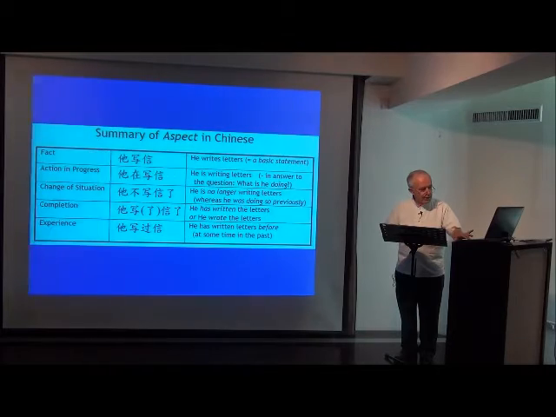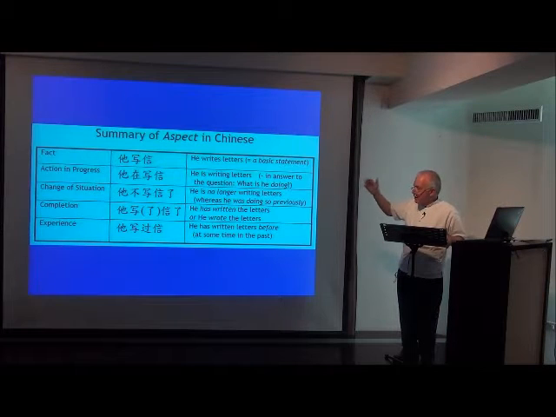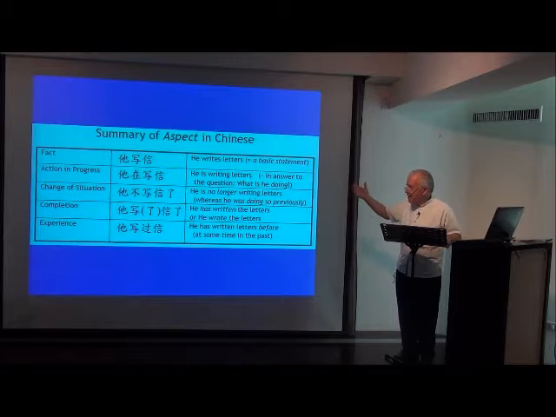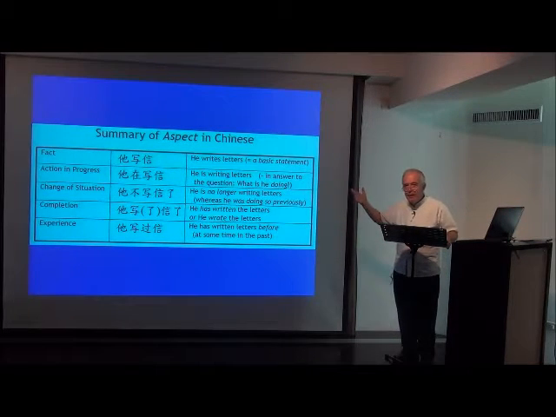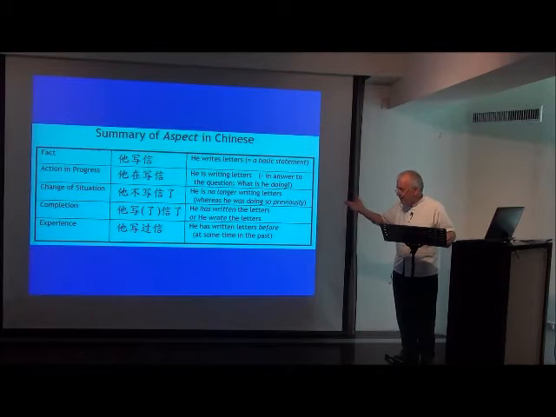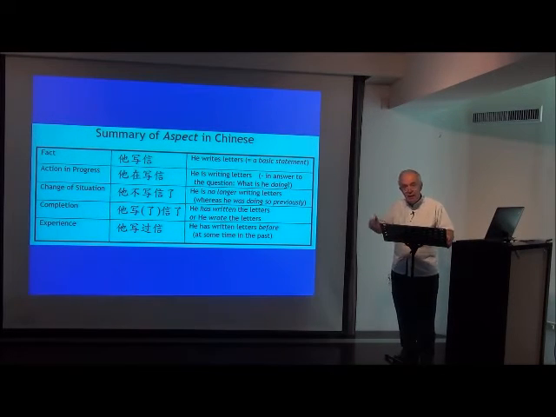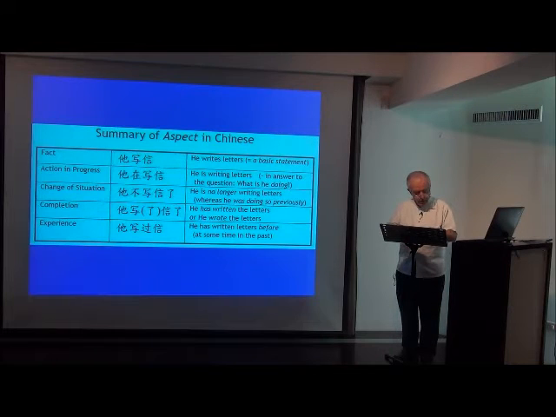So finally, let's just think about summarizing aspect. Fact, 他写信. Basic statement, he writes letters. Action in progress, 他在写信 or 他在写信了. He is writing letters, in answer to the question, what is he doing now? Change in situation, 他不写信了. He was doing that, he was writing letters recently, but he no longer is writing letters. Completion, 他写信了. He wrote the letters, he has written the letters, and finally experience, 他写过信. He has written letters before, sometime in the past.